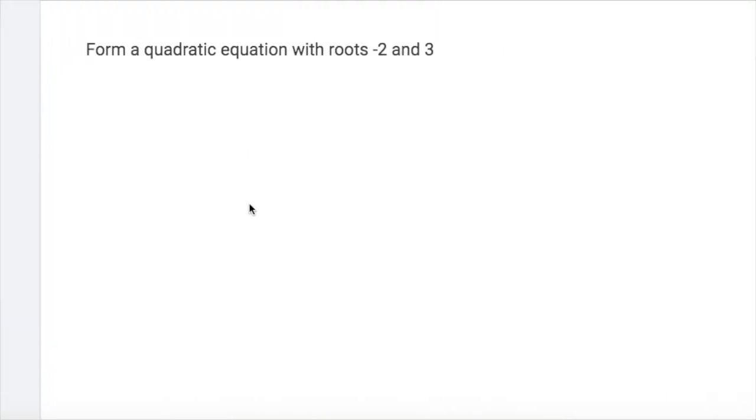Okay, let's start. Try this one. Form a quadratic equation with roots negative 2 and 3. You write like this. Sum of roots equals negative 2 plus 3. Sum of roots here will be 1. Product of roots will be negative 2 multiply 3, which is negative 6.